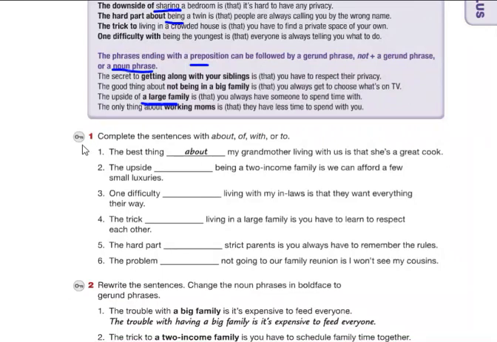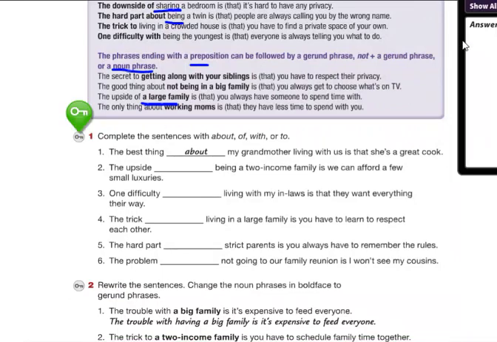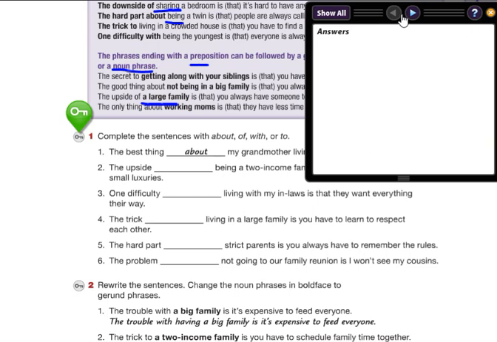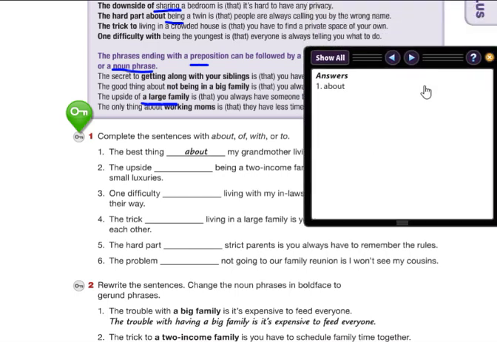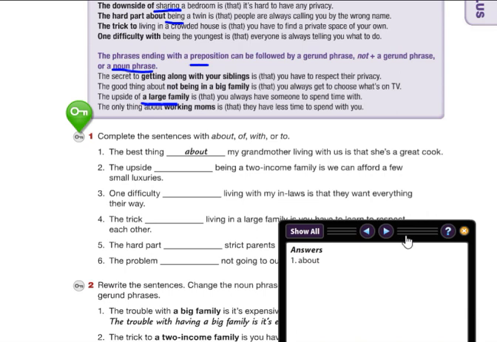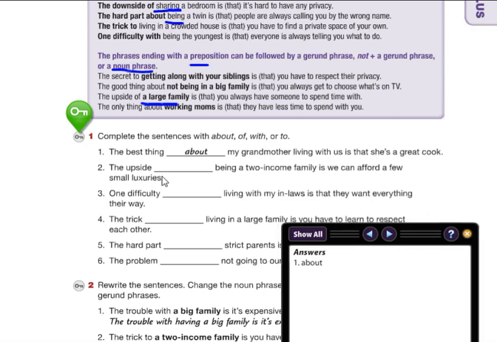So now let's continue. I'm gonna just show the answers. So then we have here about, then below I'm gonna place it right here. So the next one is the upside, and then we have to go back and look at the collocation, and then you find that it's of. The upside of being a two-income family is we can afford a few small luxuries. Then one difficulty, you go back again, and you will find that it's with, the one that we require here. One difficulty with living with my in-laws is that they want everything their way.